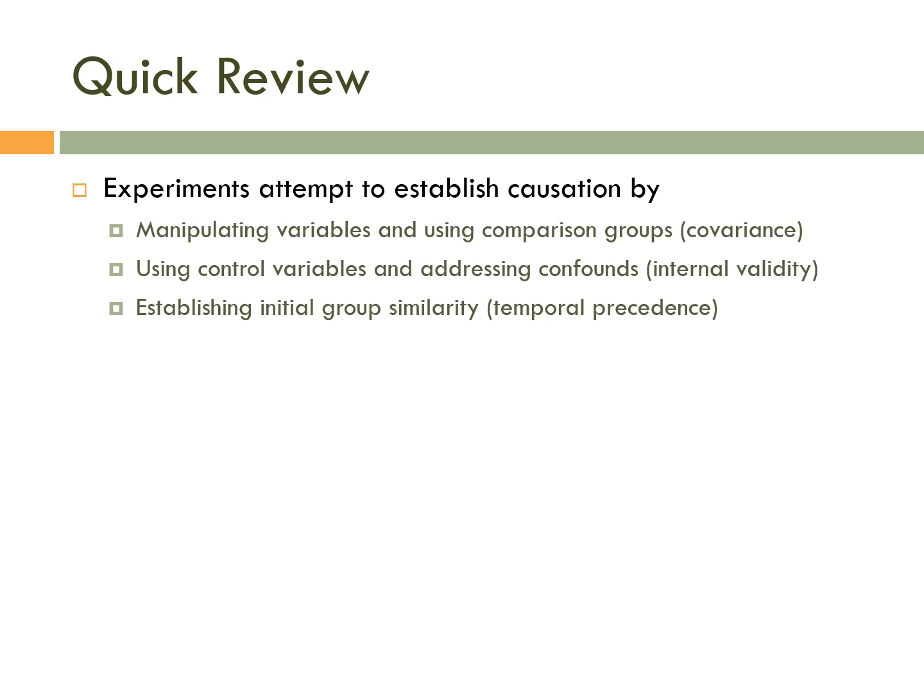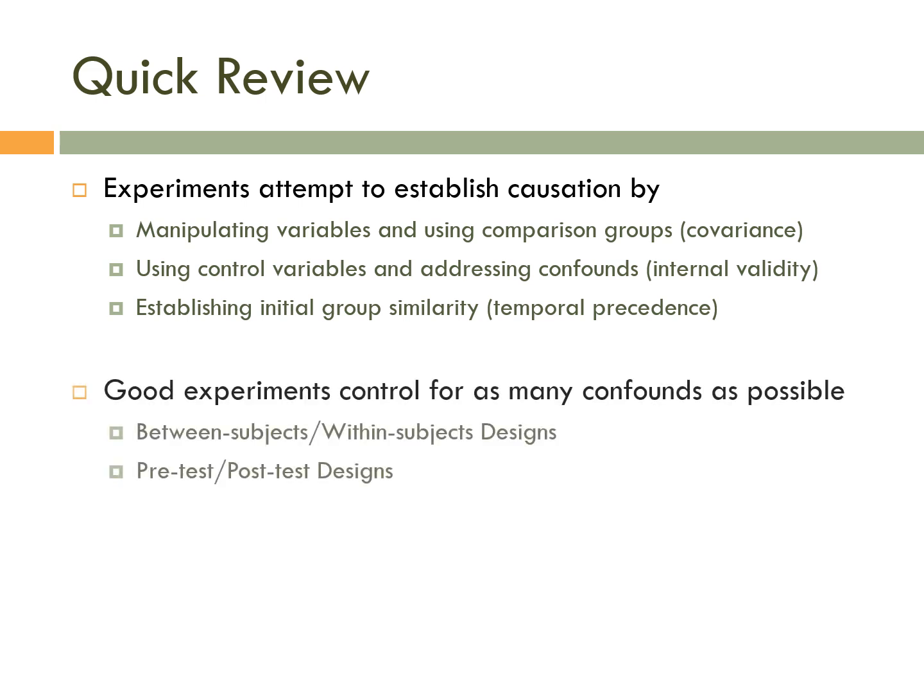It's the covariance, handling that through manipulating variables. It's addressing confounds to make sure that there's internal validity, and it's establishing that temporal precedence by setting up the randomized groups so that the initial groups are similar, making sure that we're avoiding that systematic variability. In a good experiment, we are controlling for as many confounds as possible, and we have different designs that we can do to make sure that we're getting randomness and that we are putting our participants in different conditions and measuring the dependent variable in different ways so that we can address these confounds.